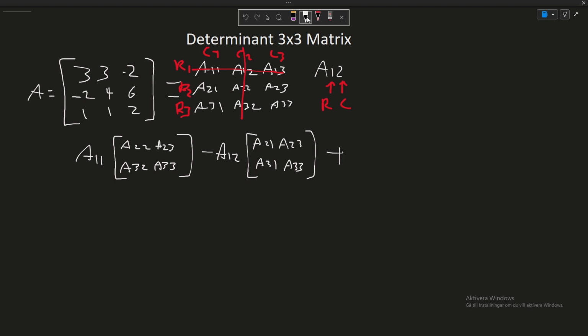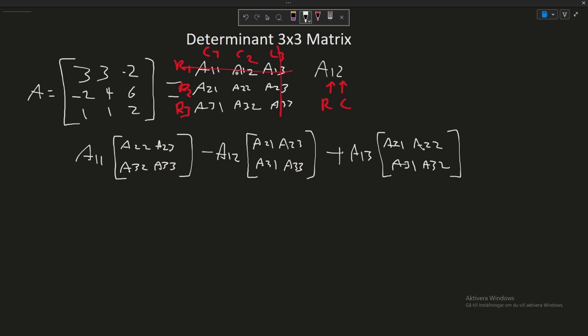And then you're gonna add. So first you subtract, then you add, and then you will use column 3 instead. So this column and this row. And then it's gonna be 1, 3 here. So the 2 by 2 matrix you see here, A21, A22, A31, A32. So it will look like this.